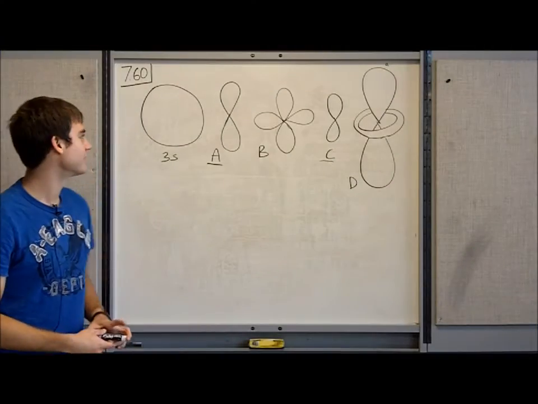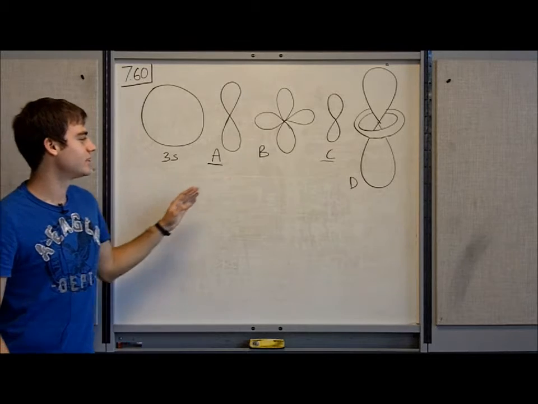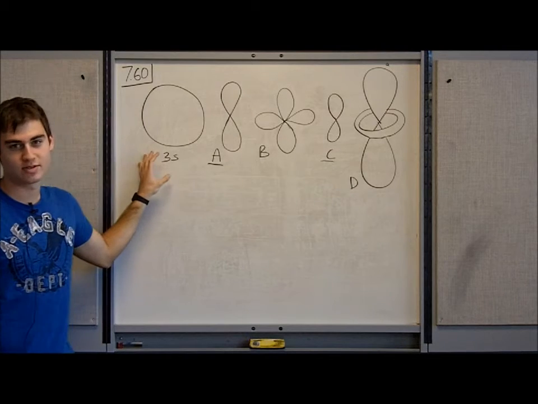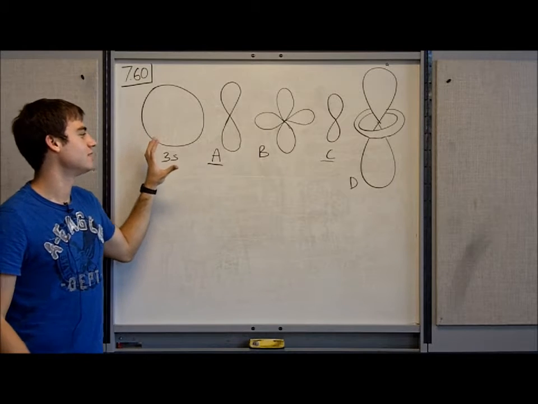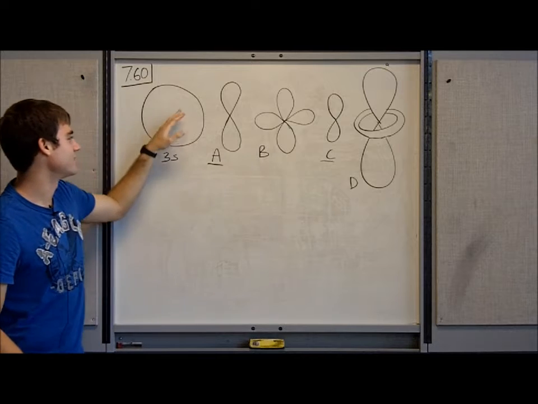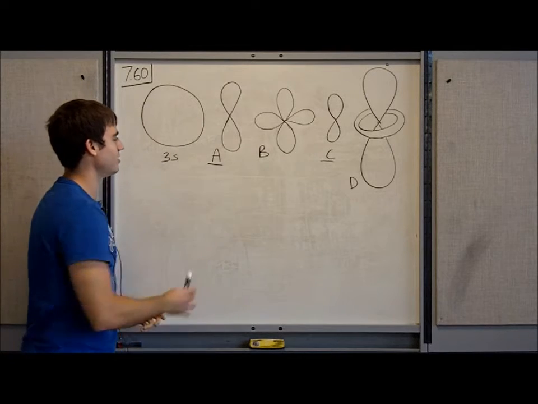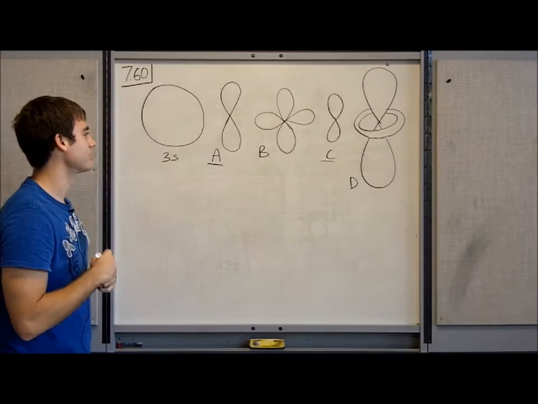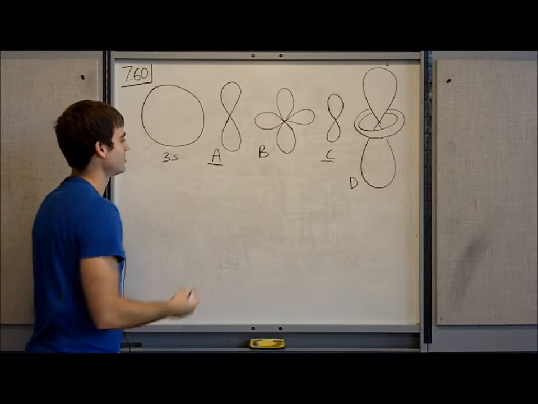Hi, so today we're going to explain problem 7.60, and the problem presents you four different orbitals next to this 3s orbital. The idea is that you can measure the size of these other orbitals relative to the size of the 3s orbital. Orbital A is clearly a p orbital because it has that dumbbell-looking shape, and it's about the same size as the 3s orbital.